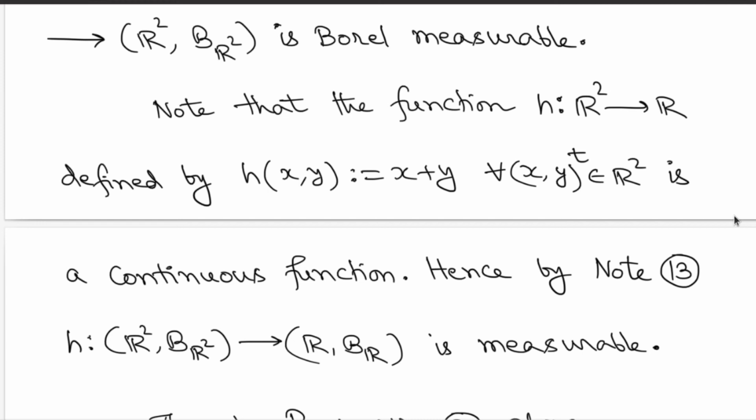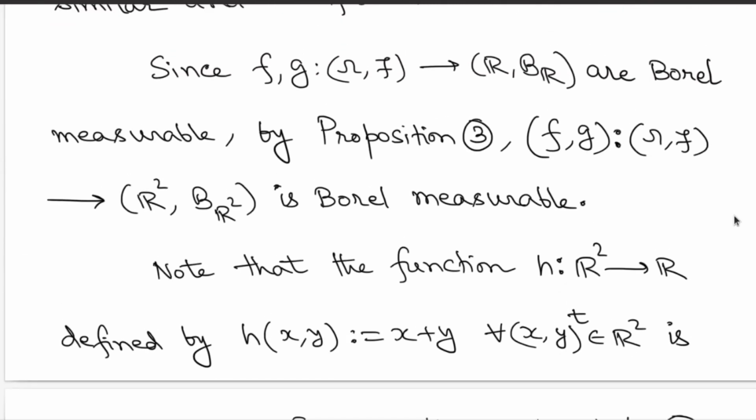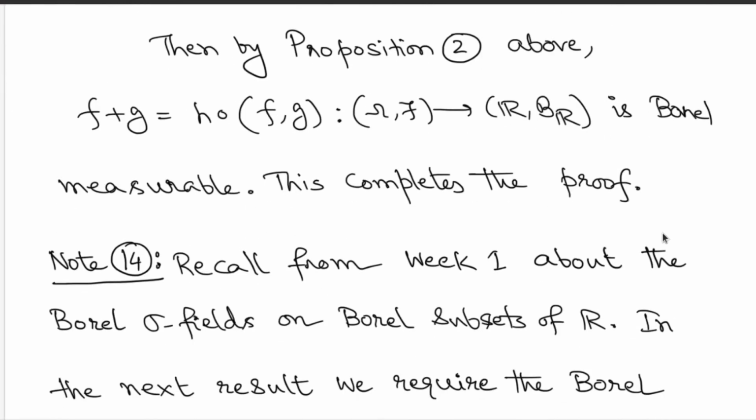So therefore, what we are going to do is to use these two functions now. The first function is this R2 valued function (f, g), and the second function is this addition function h. Okay. So put them together. So look at the composition of h with the two-dimensional R2 valued function (f, g). So how does this composition go? (f, g) goes from omega to R2 and h goes from R2 to R. So the composition goes from omega to R.